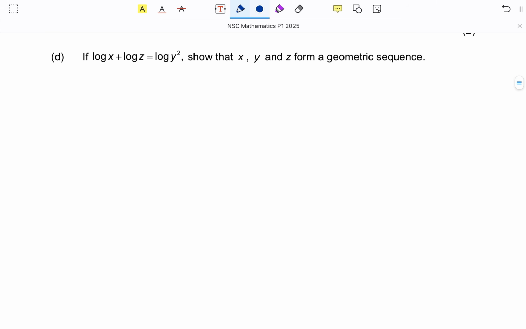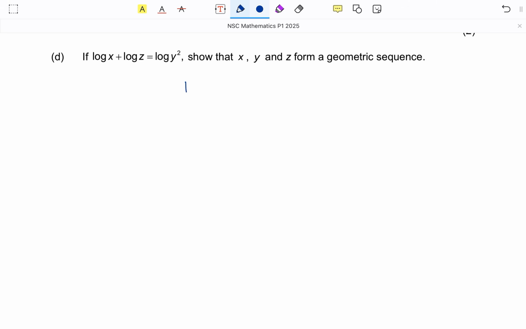The last part in this question says if log x plus log z equals log y squared, show that x, y, and z form a geometric sequence. So geometric means that it would either multiply with a constant ratio or divide with a constant ratio. When we divide, it's just as good as multiplying with a fraction.